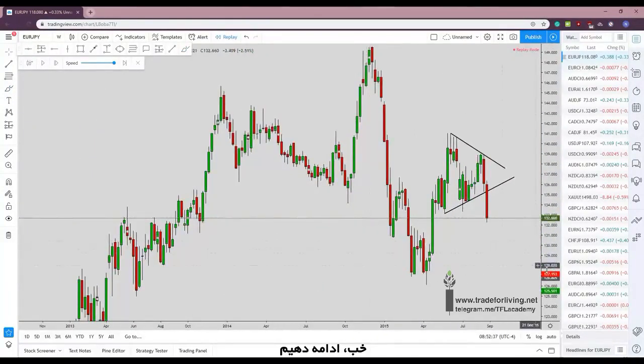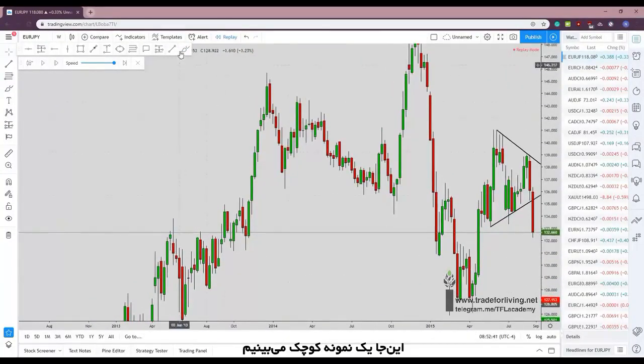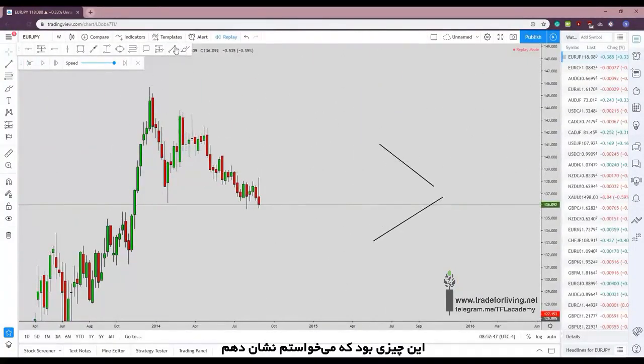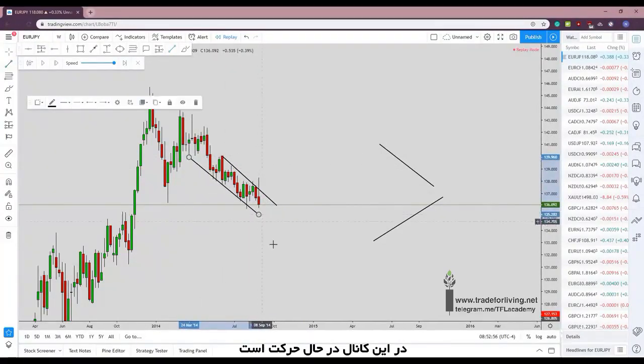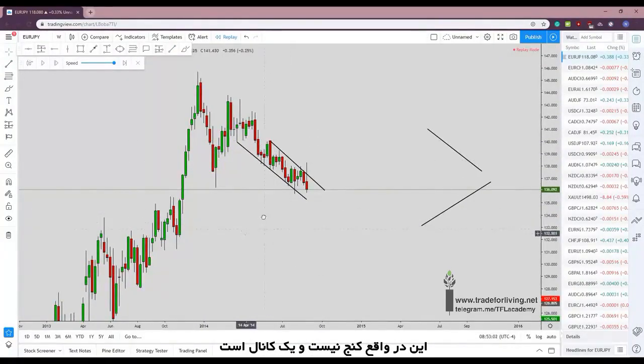Now again, let's keep going. Here we can see a minor one. This is all I really wanted to show. Not a really clear one, but anyway, the market is kind of moving in this parallel channel, but almost not really a wedge. This is kind of a channel, not really a wedge.